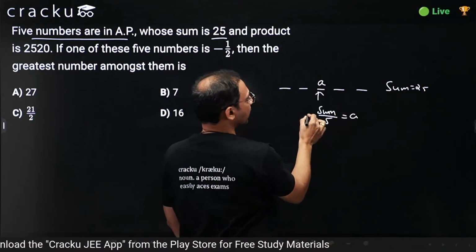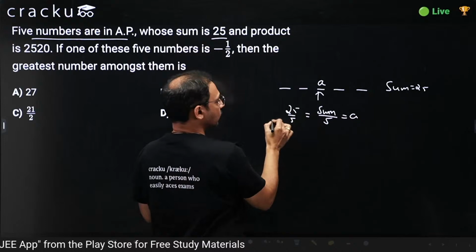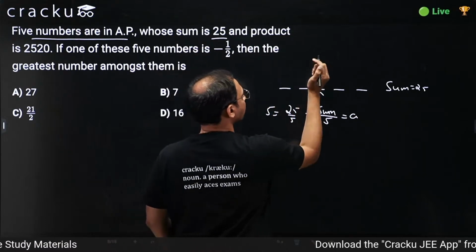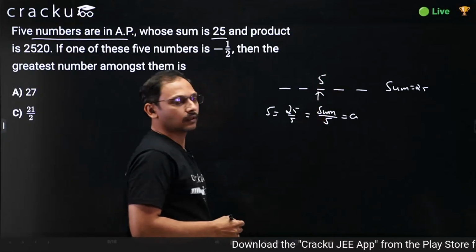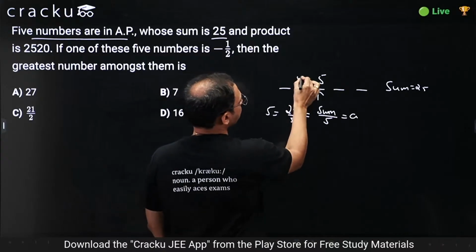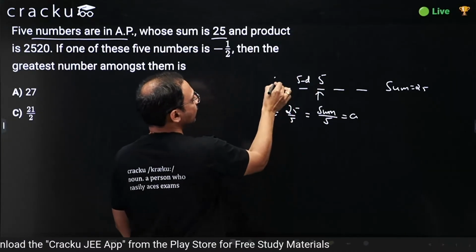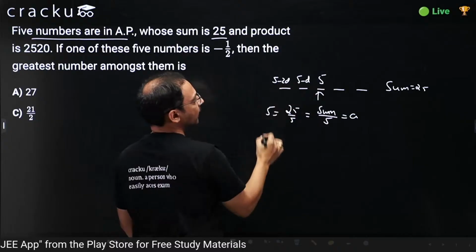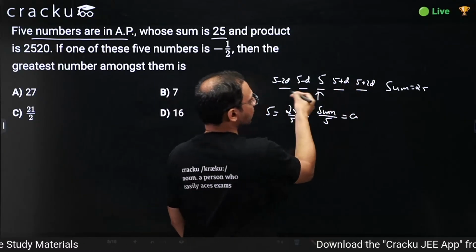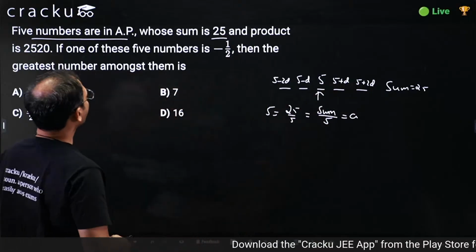And we know that sum is 25. So the average will be 5 and the average 5 should be the middle term. So let us put 5 here. This is the trick to get to the middle term very quickly. So if the common difference is D, you have 5 minus D and 5 minus 2D here and 5 plus D and 5 plus 2D here because it's a symmetric sequence of 5 terms.